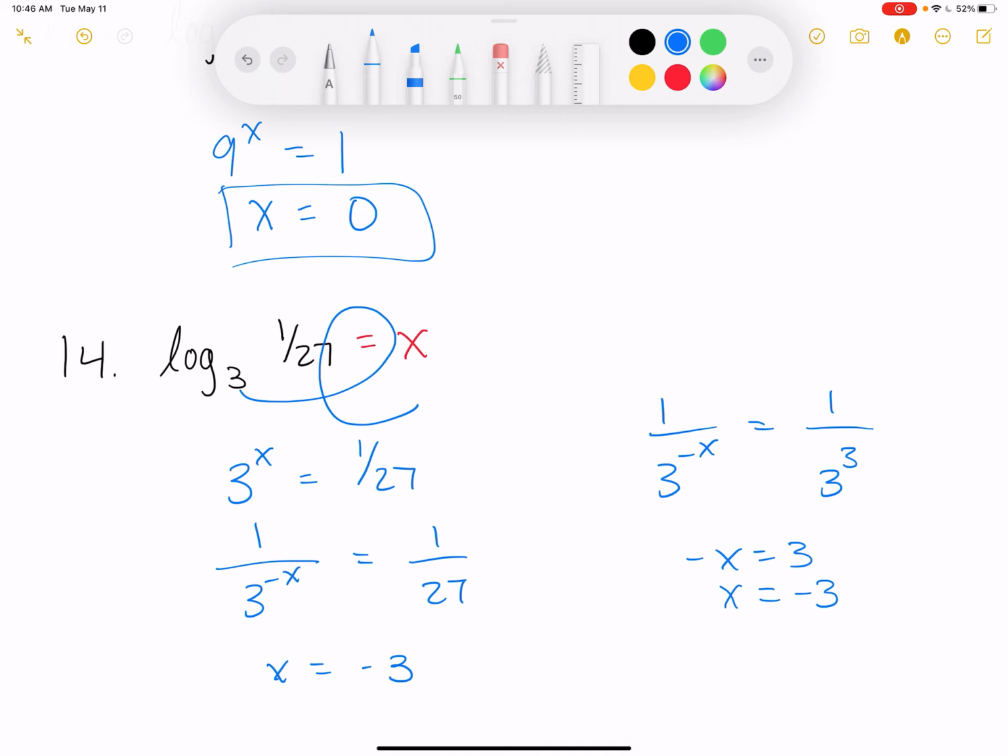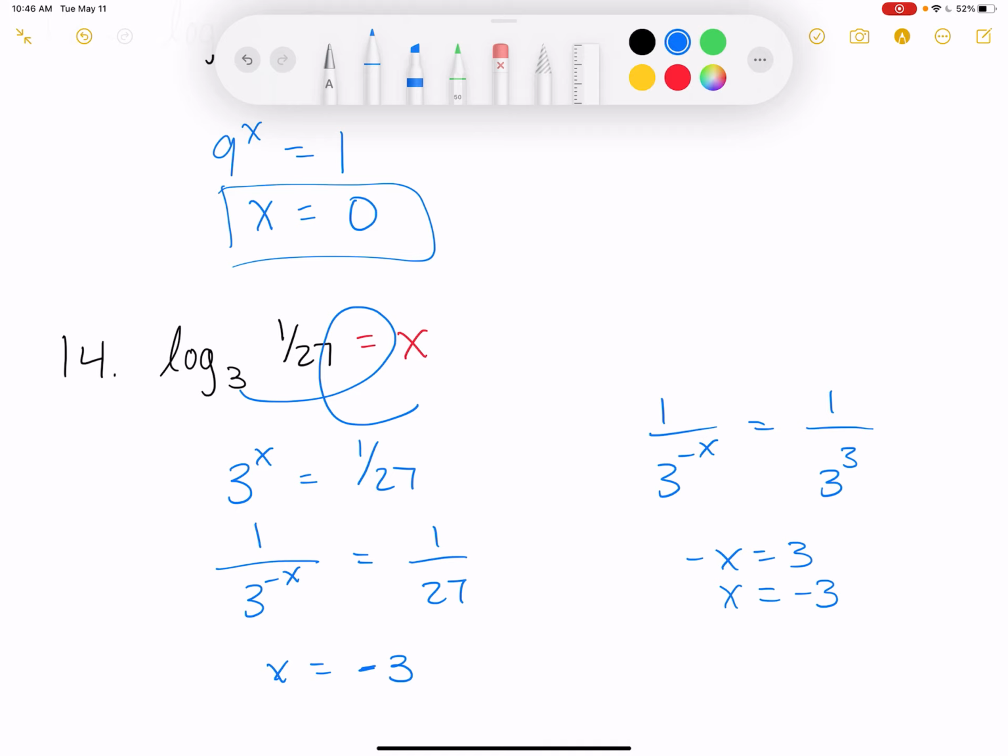You don't need to rewrite it. I'm just doing it so that if it helps somebody else, then you can, because when you get to the harder ones, sometimes you need to rewrite them. So the answer is negative 3, because 3 times 3 times 3 is 27. And I need the 27 on the bottom, so that's why it's negative.